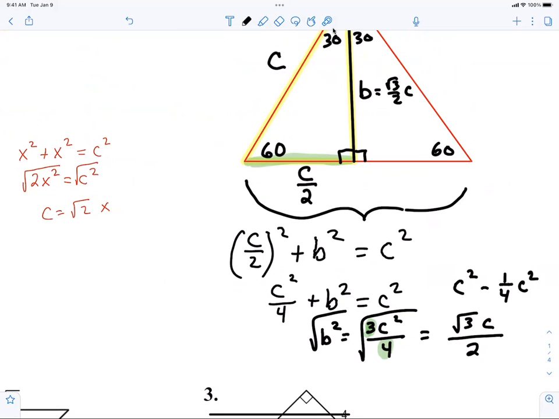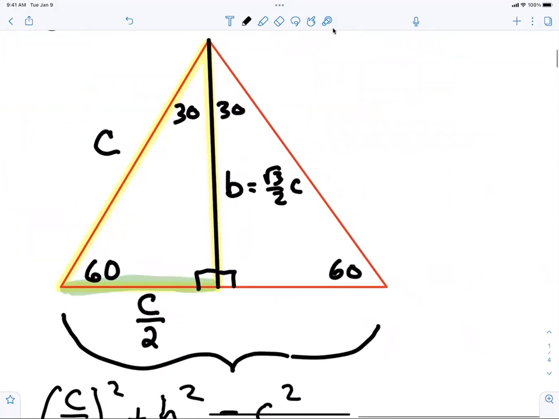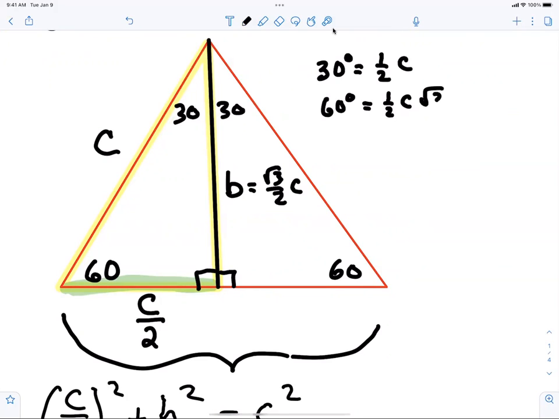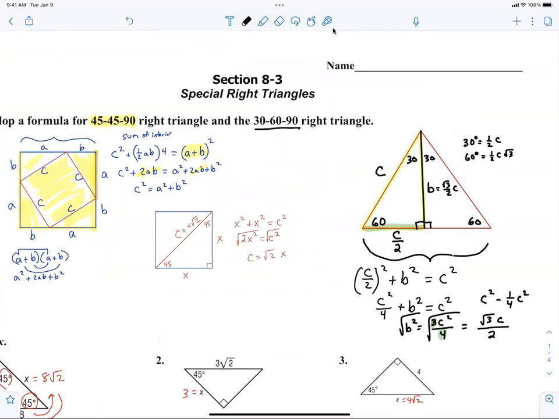That's the relationship in a 30, 60, 90 triangle. So I want everybody to understand this. The 30-degree side is always half the hypotenuse. The 60-degree side is half the hypotenuse times what? Radical 3. That's all that is. It's a very simple process. And I have lots of examples for you. So that's really, really important information.